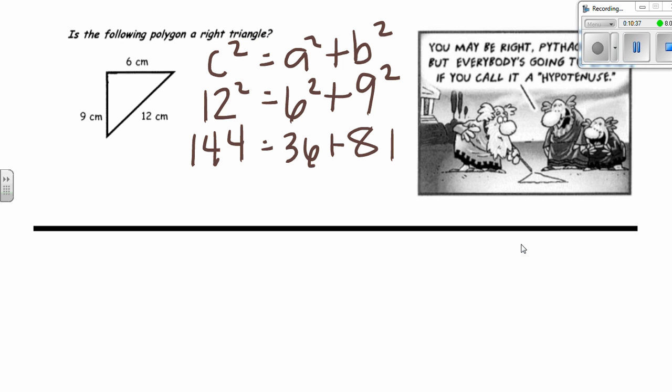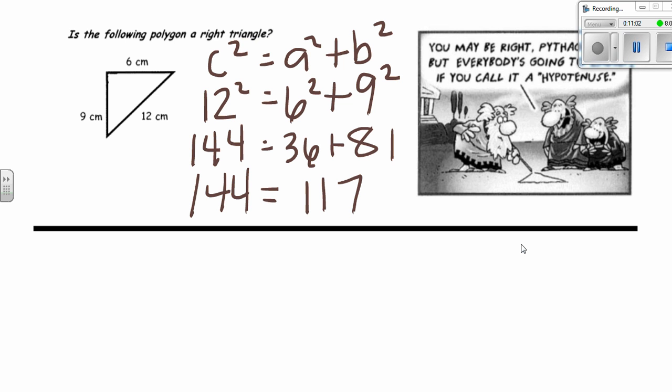Now, the last thing that I need to do is combine like terms that are on the right-hand side. So I'm going to do 36 plus 81. That's going to give me 117. Let me bring down my equals and my 144. At this point, we've pretty much had everything simplified as much as we can. And if we look on the left-hand side, it says 144. On the right-hand side, it says 117.